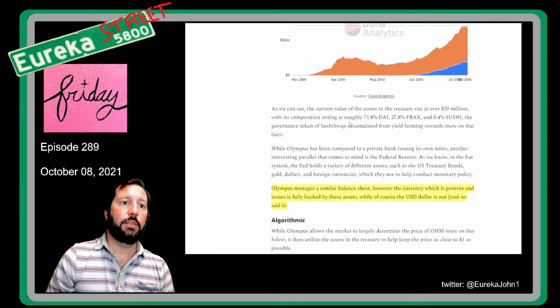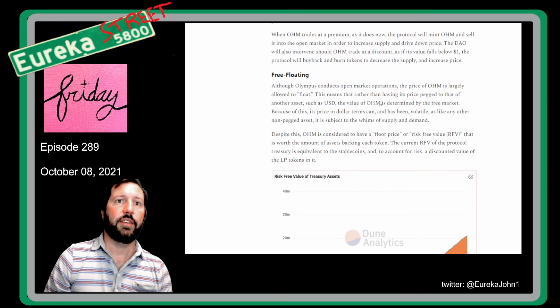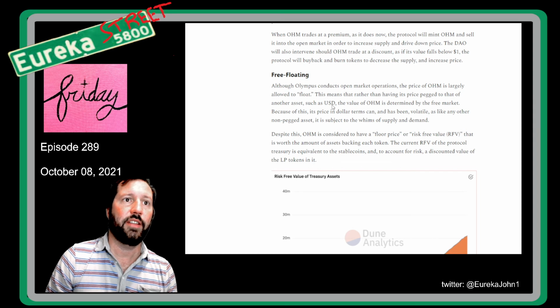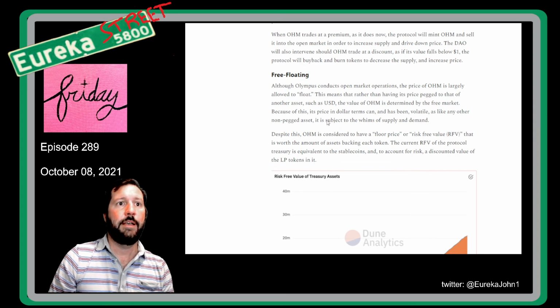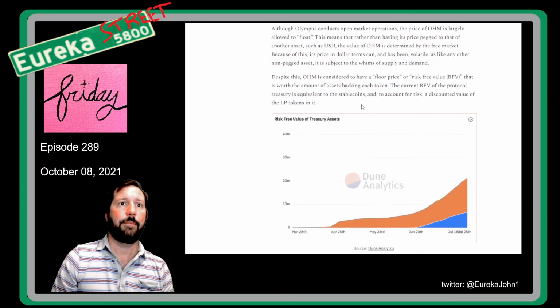Okay, so it's fully backed, algorithmic, free floating. Although Olympus conducts open market operations, the price of Ohm is largely allowed to float. This means that rather than having its price pegged to that of another asset, such as the dollar, the value of Ohm is determined by the free market. Because of this, its price in dollar terms can and has been volatile, and like any other non-pegged asset, is subject to the whims of supply and demand.